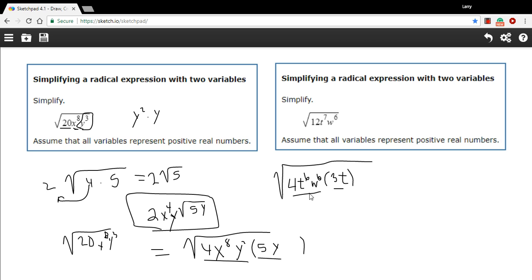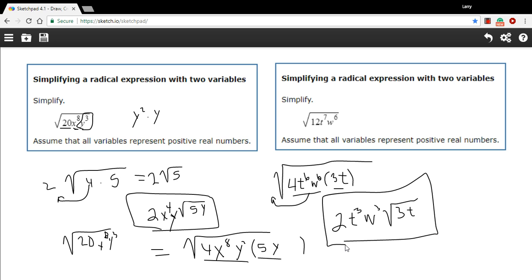So now we go ahead and take the square root of that. So the square root of 4 is 2. The square root of t to the sixth is t to the third. Remember, we just divide by 2. The square root of w to the sixth is w to the third. And what gets left behind that we can't do anything else with is just the 3t. So we put that under the radical sign. So that is a little bit more work with simplifying radical expressions.